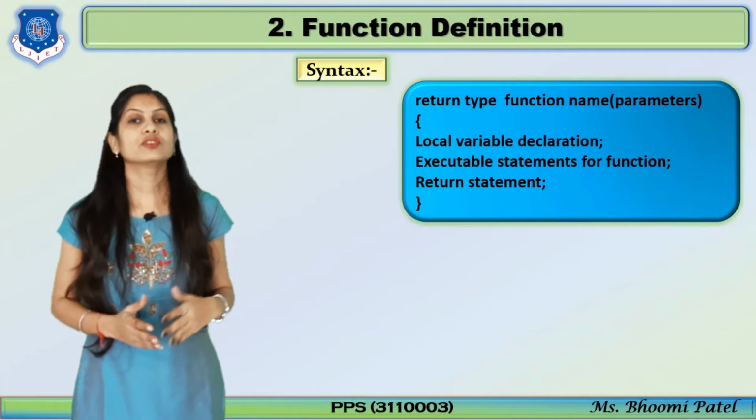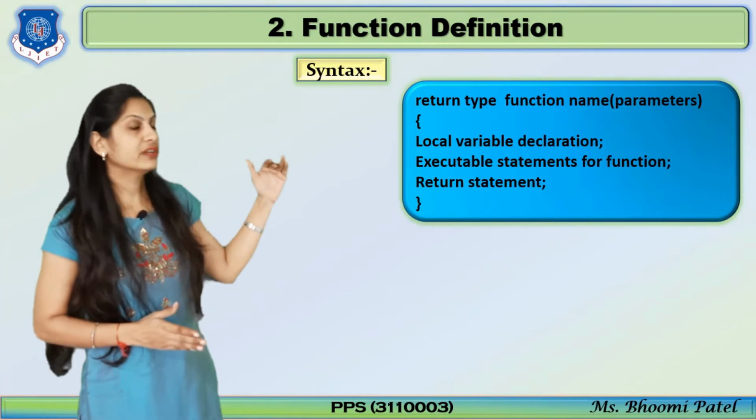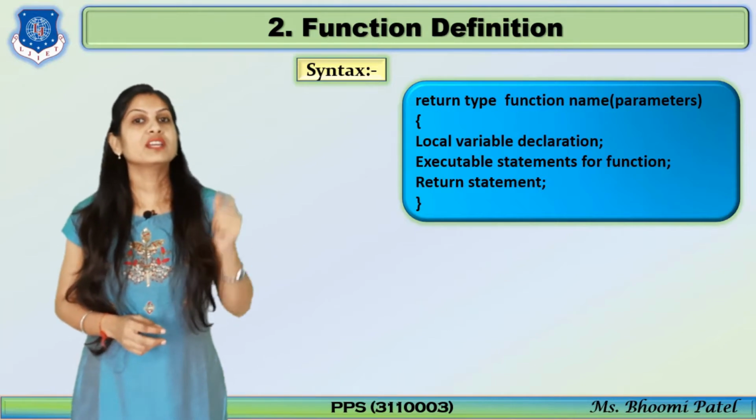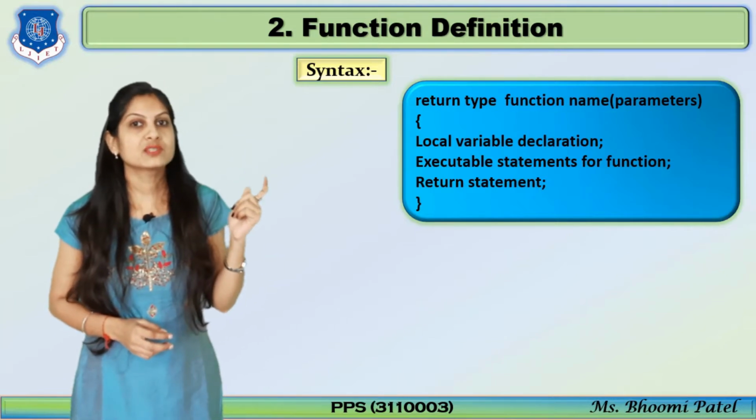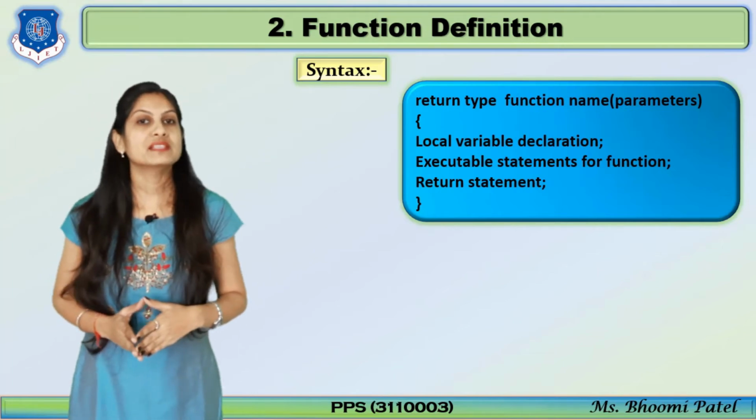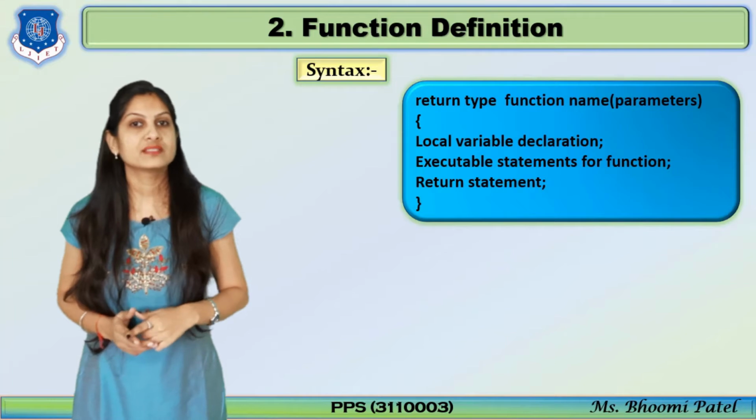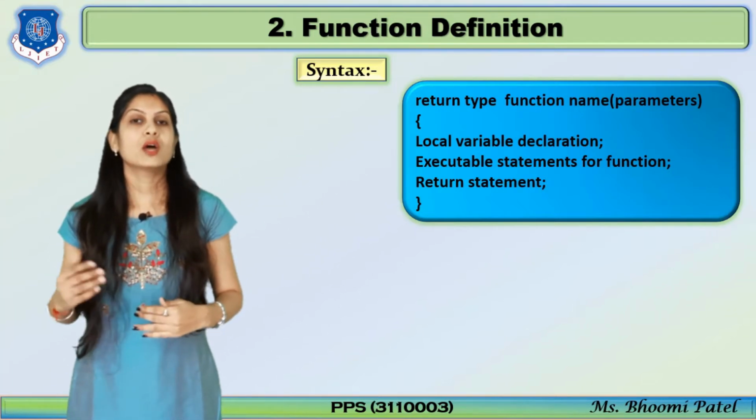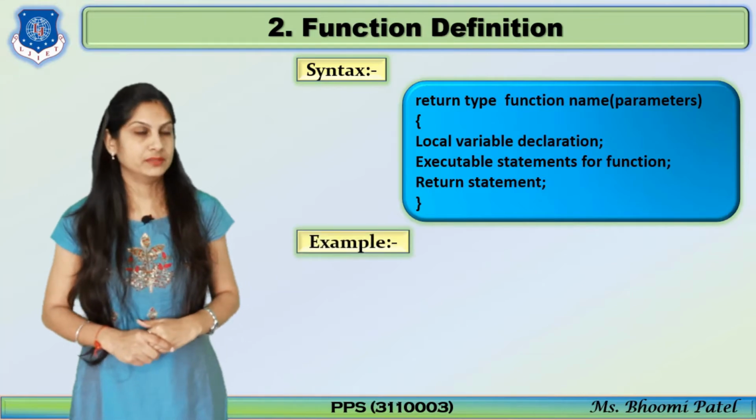Then the executable part is there, and after that the third statement is return. So if the return type is void, what does that indicate? There is no return statement. But suppose the return type is integer, then we compulsorily have to write the third statement, that is the return statement. Now understand with an example.